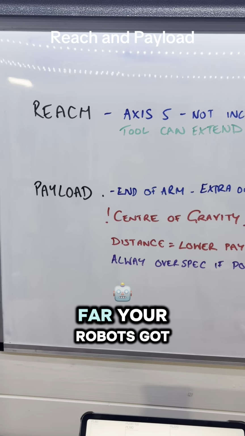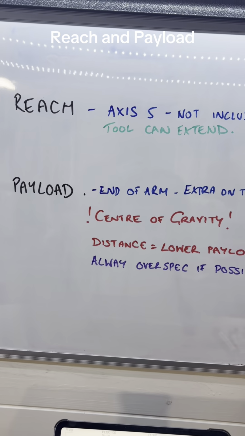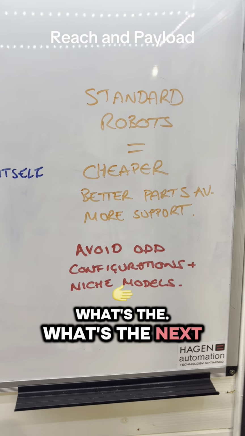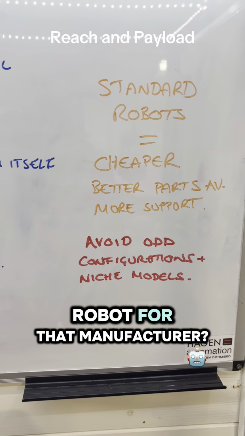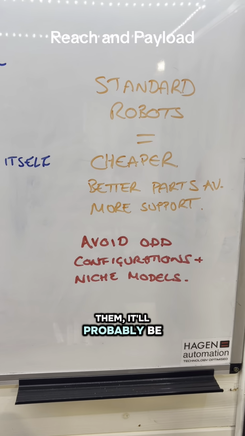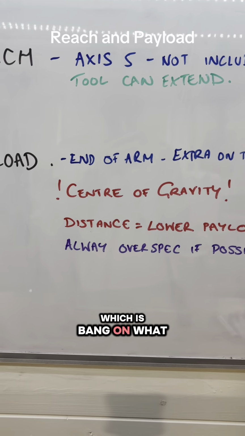But yeah, basically that's what you do. You work out how far your robot's got to reach, you work out what the payload is, and then you choose your model. And then you think, well, what's the next size up, which is a standard robot for that manufacturer? Because if you ask them, it will probably be a lower price than the thing which is bang on what you need.